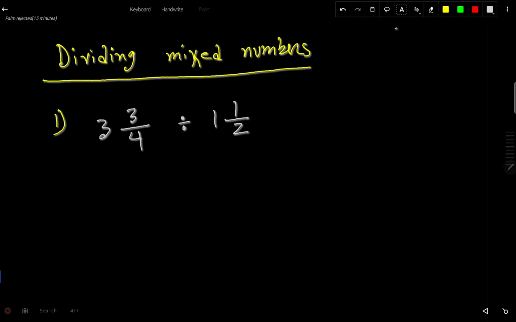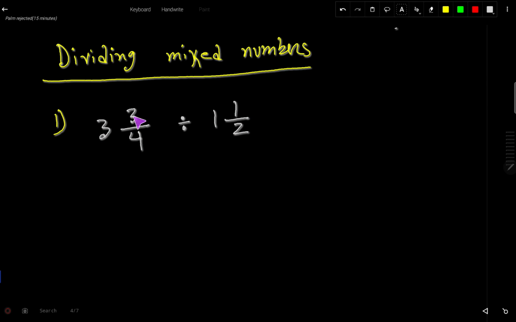Dividing mixed numbers for beginners. Look at here. This is a mixed number and this is a mixed number. So we have to divide this number by this number. So at first we have to convert these mixed numbers to improper fractions, right?